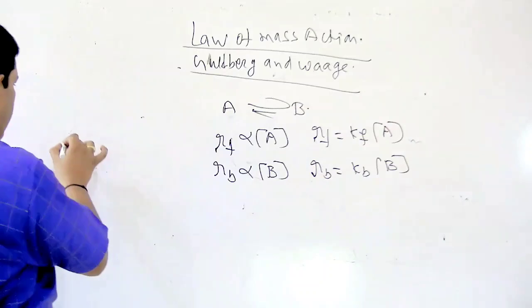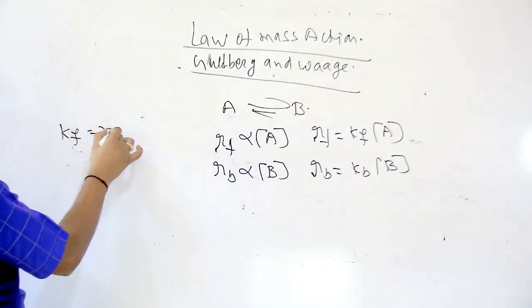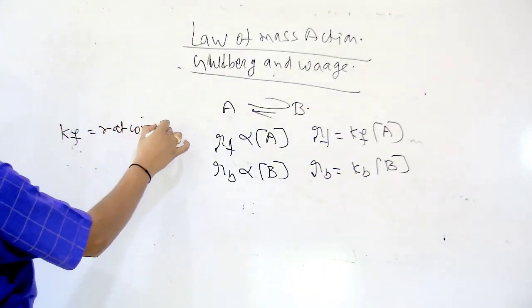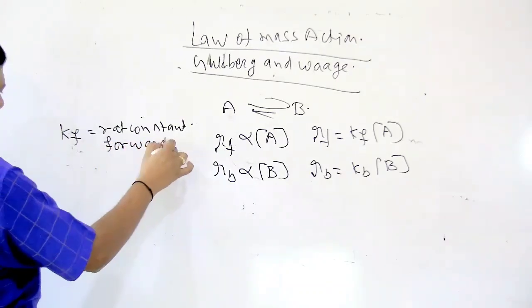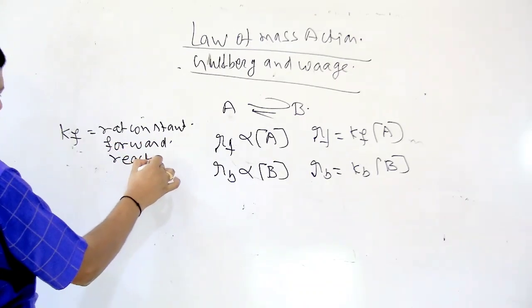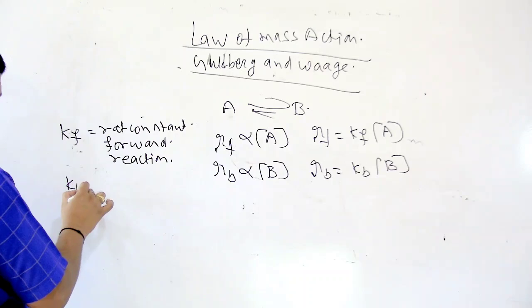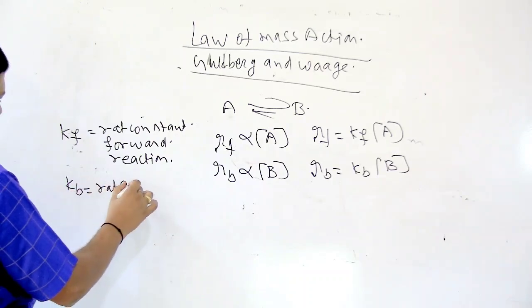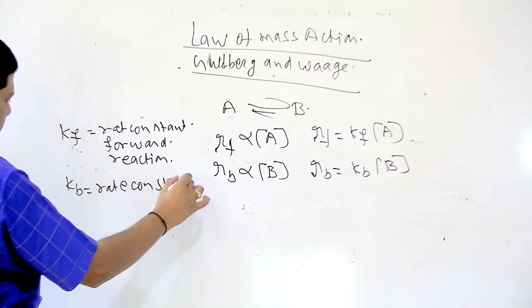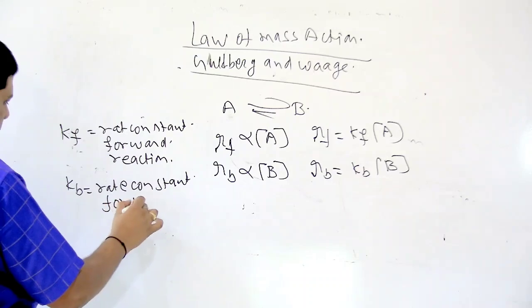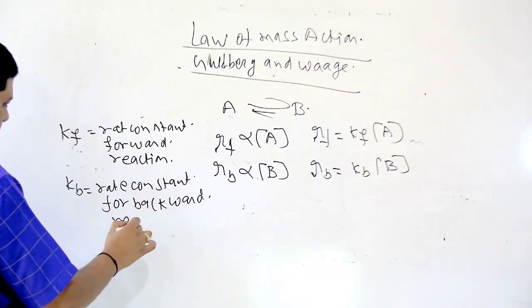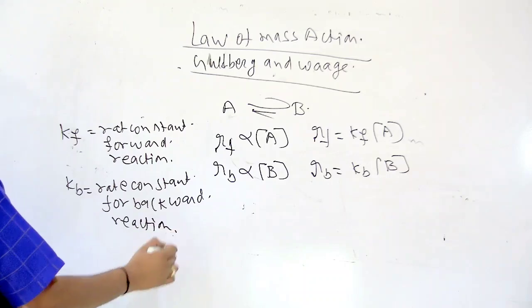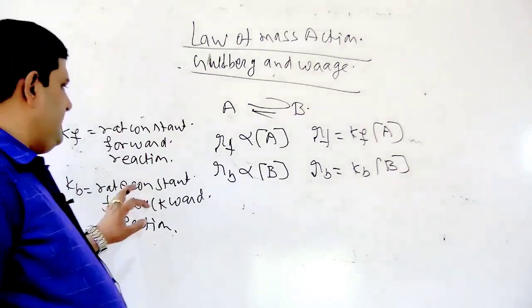Kf is the rate constant for the forward reaction, and Kb is the rate constant for the backward reaction. That is Kf and Kb. Is that clear to you?